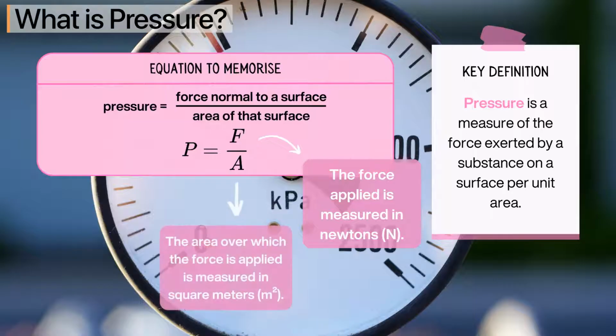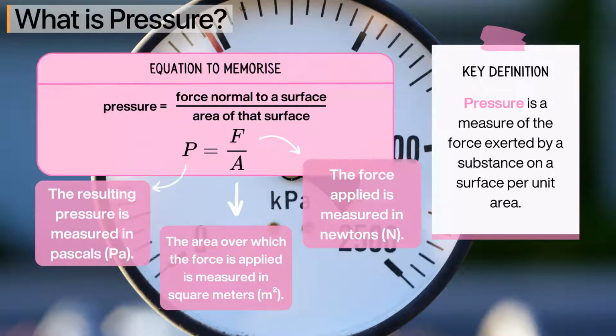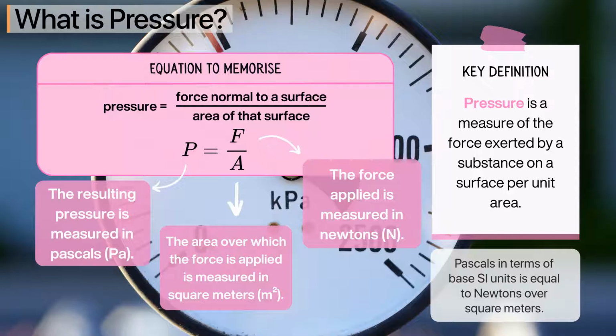The area over which the force is applied is measured in square meters. The resulting pressure is measured in pascals, Pa. 1 pascal is defined as 1 newton per square meter. So, the pressure unit in terms of base SI units is equal to newtons over square meters. This means that pressure is directly proportional to the force applied and inversely proportional to the area over which the force is spread. A larger force or a smaller area result in higher pressure, while a smaller force or a larger area result in lower pressure.